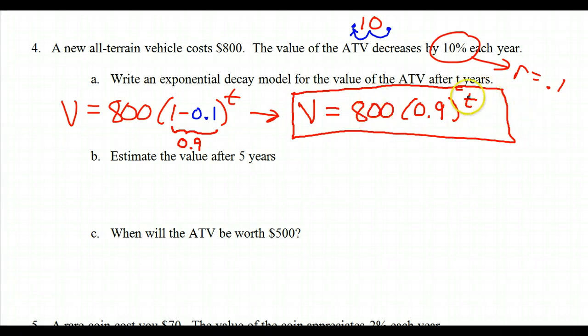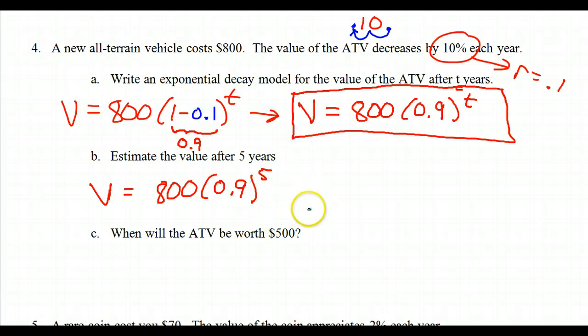This is how you should go ahead and write your value model. Do not put any numbers here for t. Let it be a variable. Estimate the value after 5 years. That would be the same thing as doing 800 times 0.9 to the 5th power. So we can use the calculator for this.